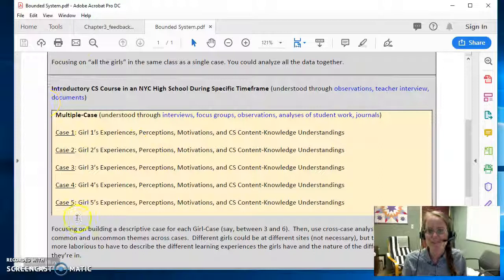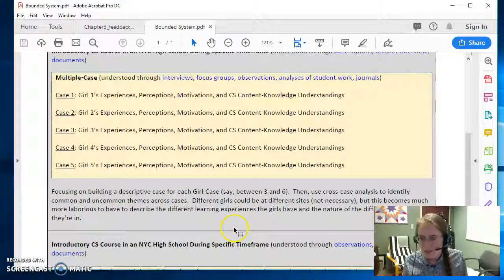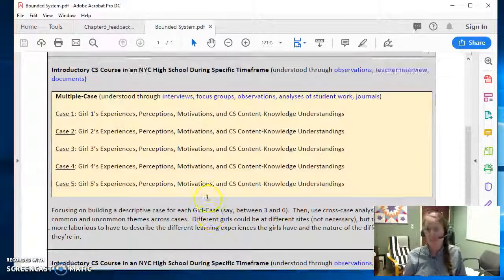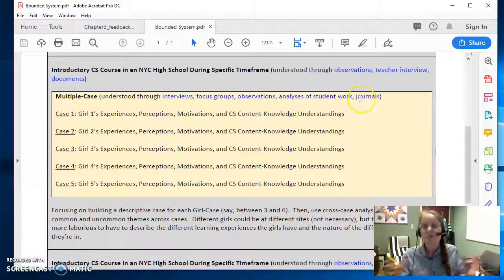And this is 5 cases, but you wouldn't have to do 5. You could probably do 3 or 4. I think I even put between 3 and 6. So, I mean, if you wanted to do as many as 6, you could. But you could treat each girl as a case. So you build a case and you describe that case. You synthesize that information based on all this data you collect around each girl.